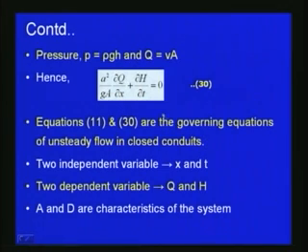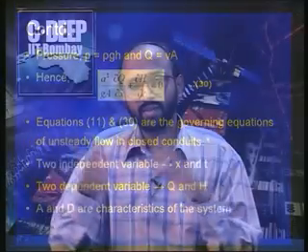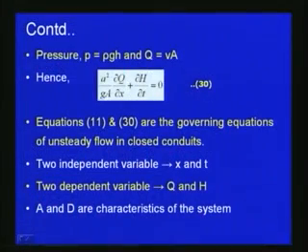Here you can see that both equations are partial differential equations, and there are two independent variables, x and t: the spatial dimension, one dimensional x in the x direction, and then time t. We have two dependent variables, the discharge Q and the head H, and the other parameters like A, the cross sectional area, and D, the diameter, are characteristics of the system. So, we can solve the unsteady flow in closed conduits or pipelines using the dynamic and continuity equations which we have derived now.